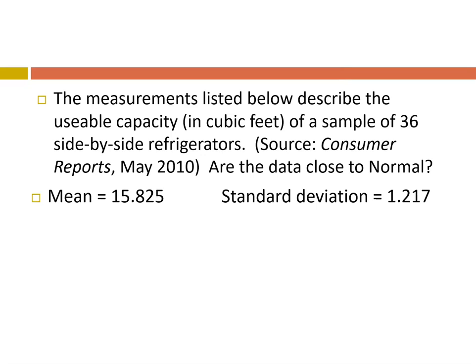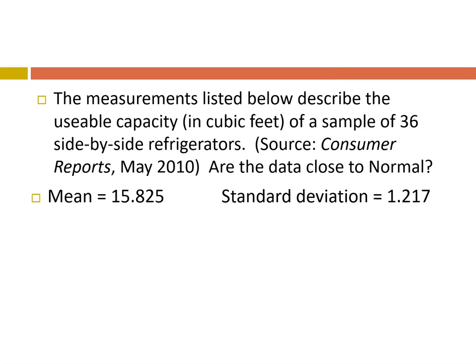So putting that data either into my calculator or an online app, I can find that the mean is approximately 15.825 cubic feet, and the standard deviation is approximately 1.217 cubic feet. So now we need to use the empirical rule.